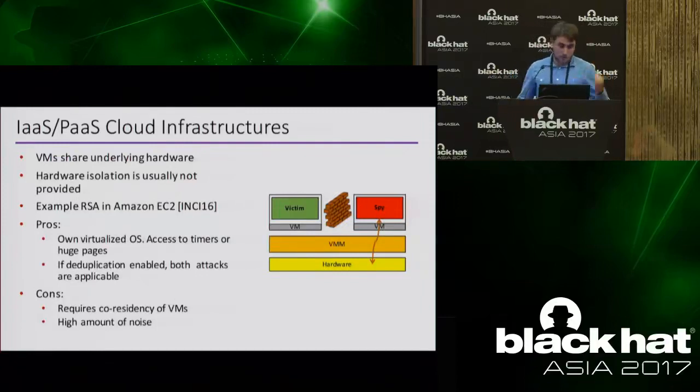Some advantages of this scenario: you get to own a virtualized operating system, so you get access to everything that a virtualized operating system provides, for example timers, fine-grained timers, and huge pages. If deduplication is enabled, all the attacks that we have seen are applicable. If not, only Prime and Probe is applicable. On the con side, the main one for me is that it requires co-residency, or at least co-residency identification, and we will see how to do this later. Also, there is the high amount of noise you see in the cloud, because the workloads you execute there are much heavier than in other scenarios.